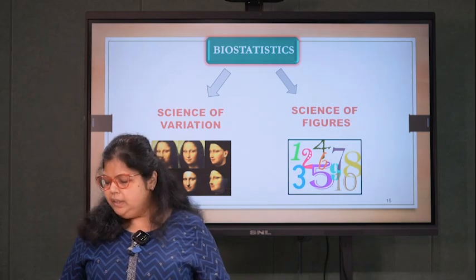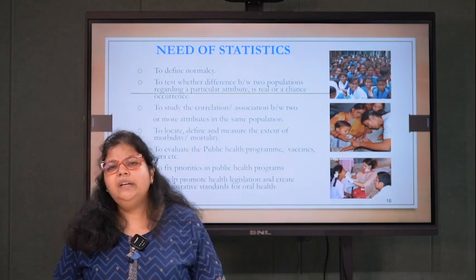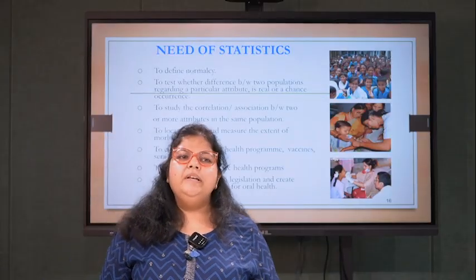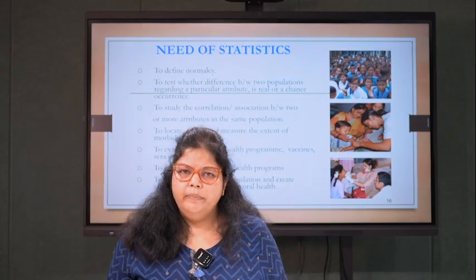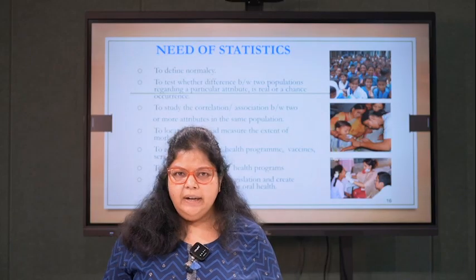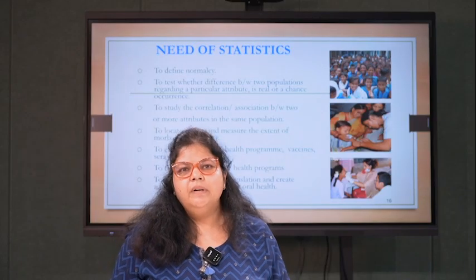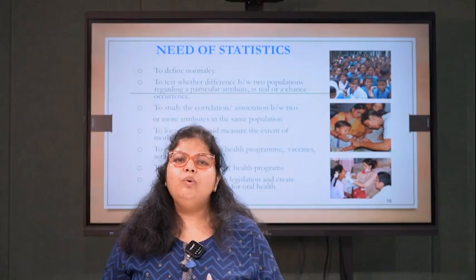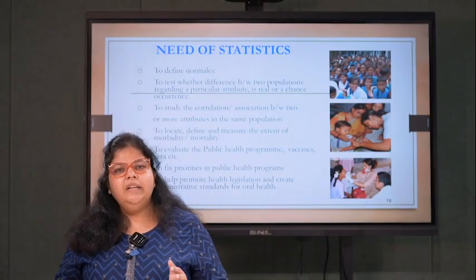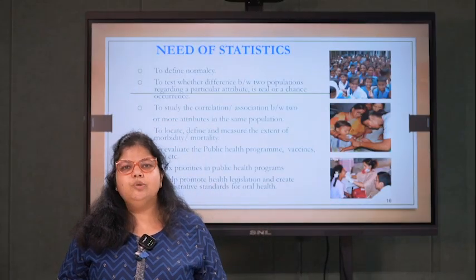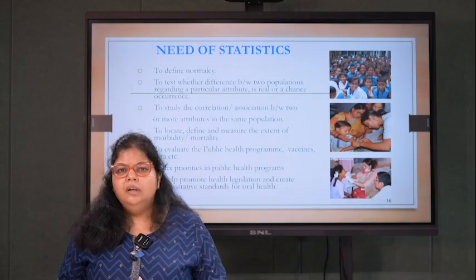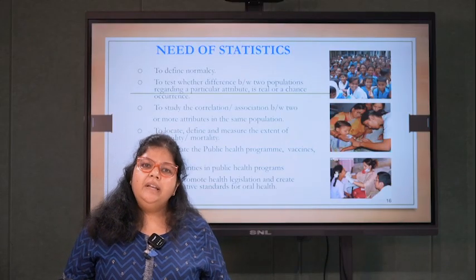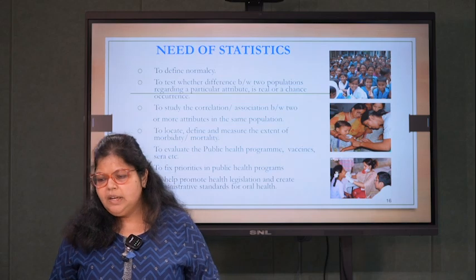We've already discussed it so far. So the need of statistics is to define normalcy. What is normal? How much is normal? When I say that the blood pressure of a particular person is 120 by 140, systolic is normal, how do I know this normalcy? Many previous scientists have done experiments and found out that this is normalcy. But to define that, we need biostatistics.